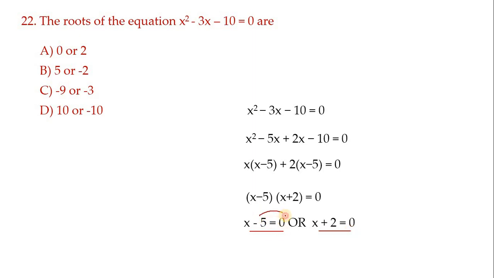Now this minus 5 transfer this side, we get plus 5, and this plus 2 transfer this side, we get minus 2. So roots are 5 and minus 2. So correct option is B. Move on to the next one.